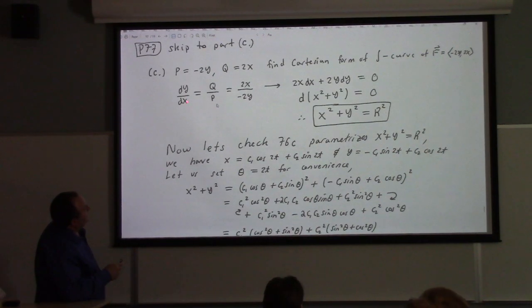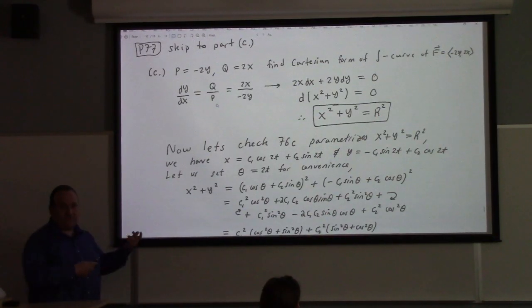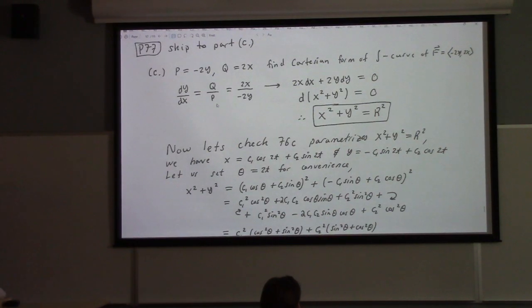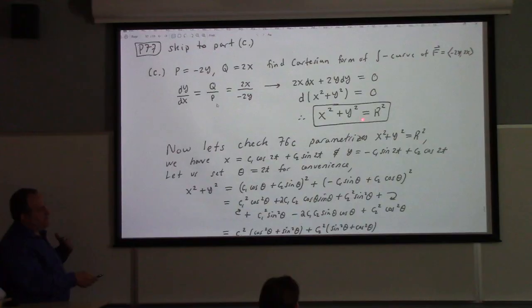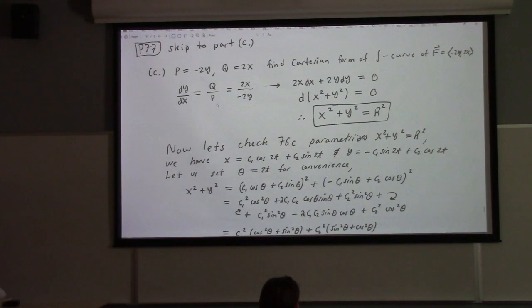so then I'm trying to find the Cartesian form of the integral curve. So I use the usual trick. dy dx is dy dt over dx dt, which is q over p here. And so I'm solving this, which straight away integrates to x squared plus y squared equals r squared. So that's the Cartesian form of the integral curve differential equation. Now the question is, how does this relate to my parametric integral curve that I found in part C of the previous problem, right?